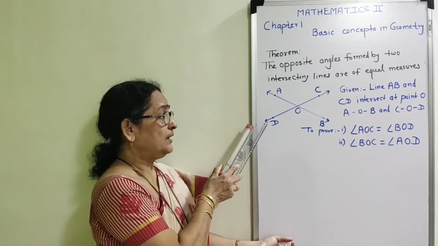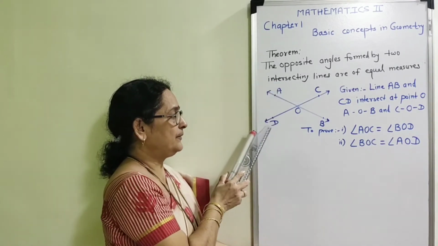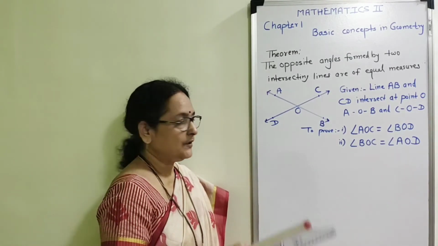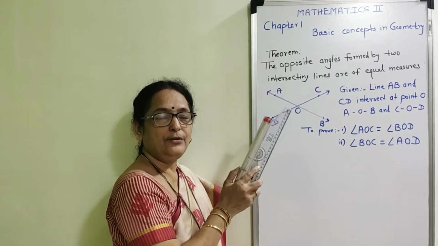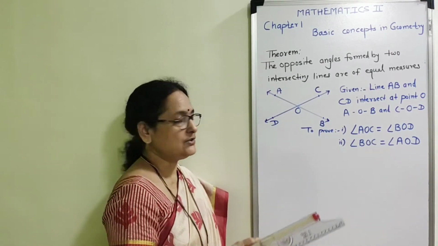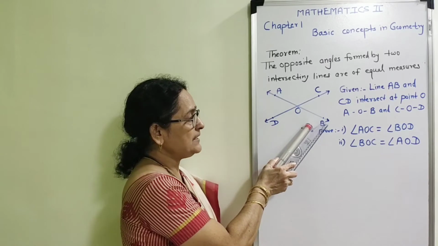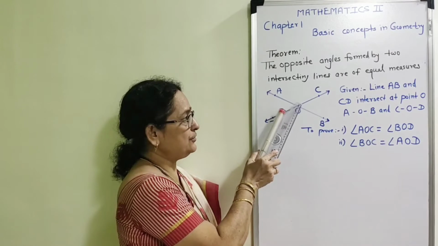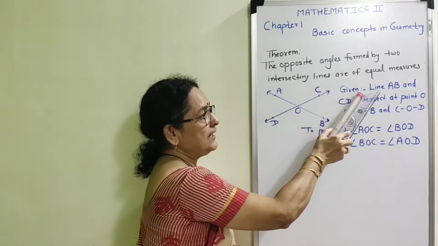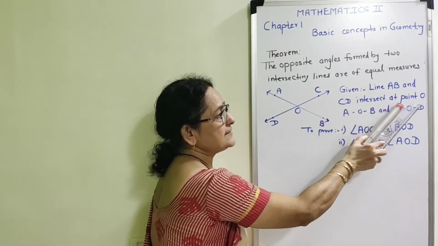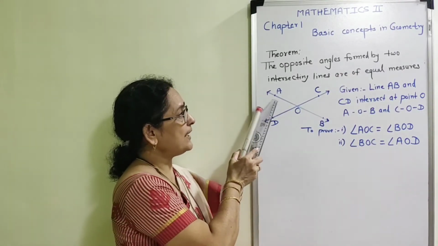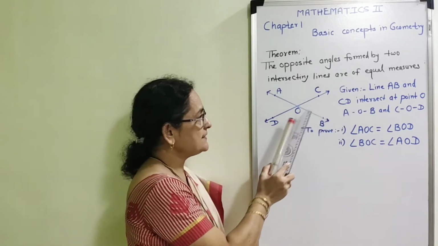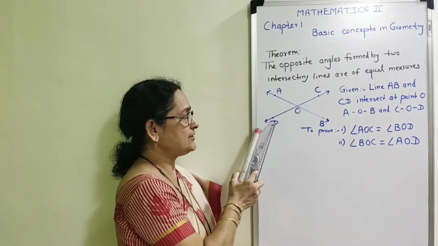First of all, when you are going to prove a theorem, the figure for the proof is essential. If the figure is not there, your proof does not have weightage. Now here, line AB is given and line CD intersects line AB at point O. Now write the given: line AB and CD intersect at point O. Also write the betweenness A-O-B, and also C-O-D.